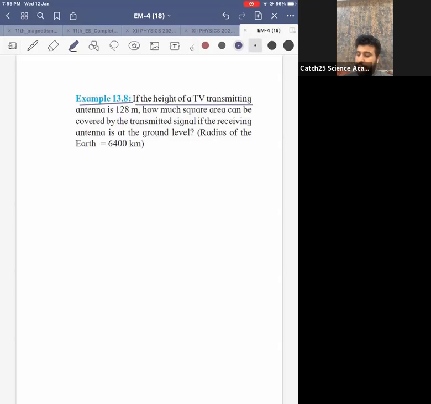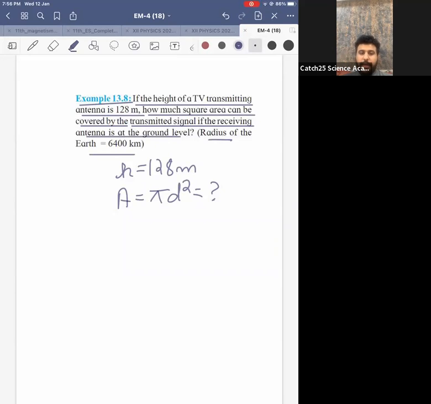If the height of the TV transmitting antenna is 128 meter, that means what is given? Height is given as 128 meter. How much square area can be covered? Means they're asking distance or they're asking area. Can I say they are asking you area? So they are asking you what is pi d square equal to? Do you agree with this now? Last one they asked you distance. Now they are asking you area. If the receiving antenna is at the ground level and radius of the earth is given so much.